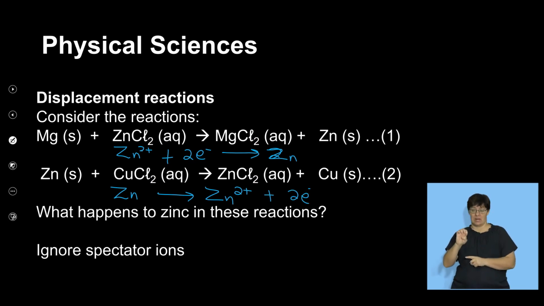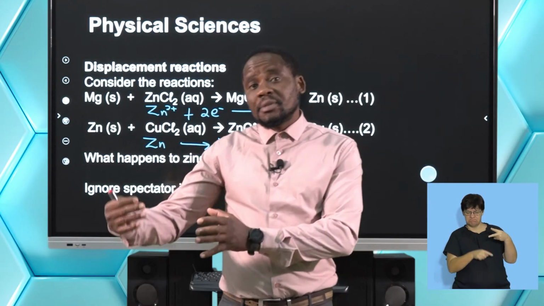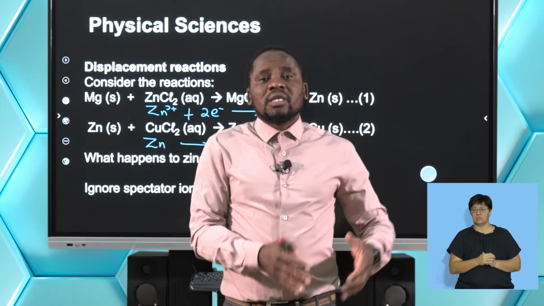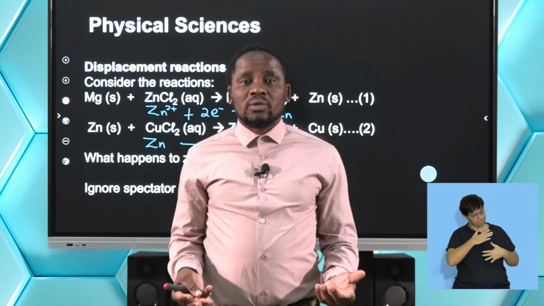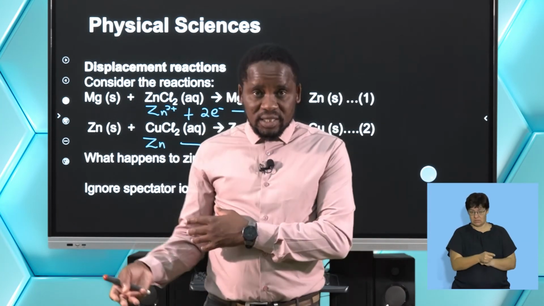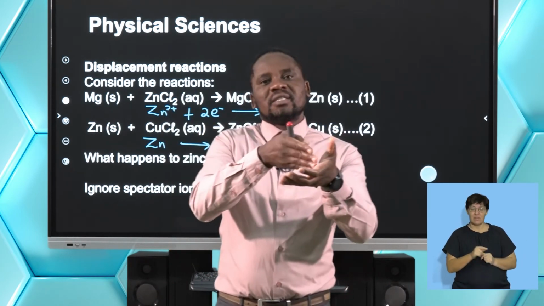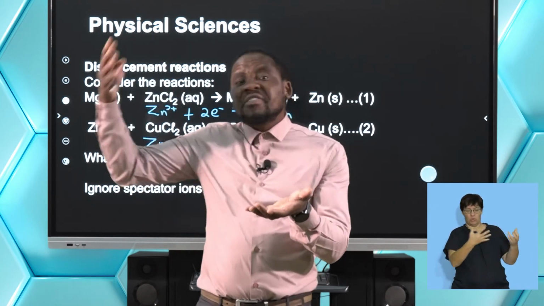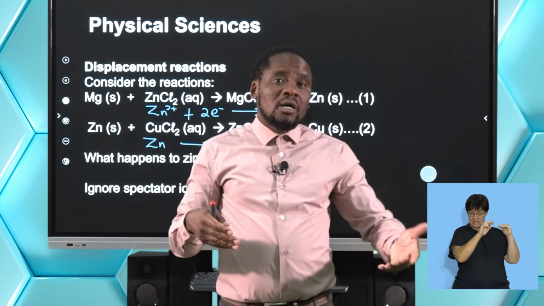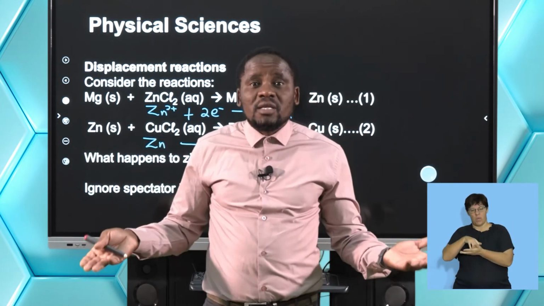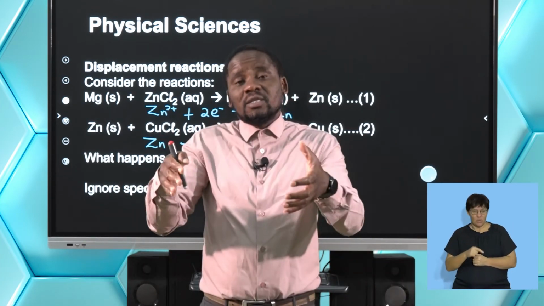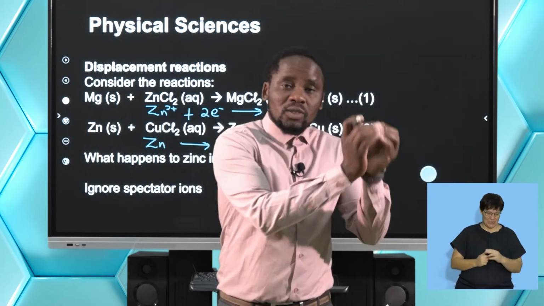Now we're looking at the same substance in two different reactions. The question is, what happens to zinc in the two reactions? By now, what do we know? We know that a substance that shows a greater willingness or readiness to lose electrons is a stronger reducing agent. On the same note, if a substance is a stronger reducing agent, you can think of it as being a weaker oxidizing agent. We are saying the same thing depending on how you look at it. But in terms of losing electrons, it's a stronger reducing agent.